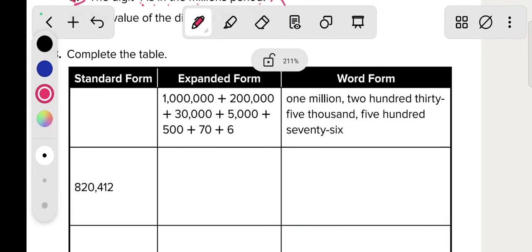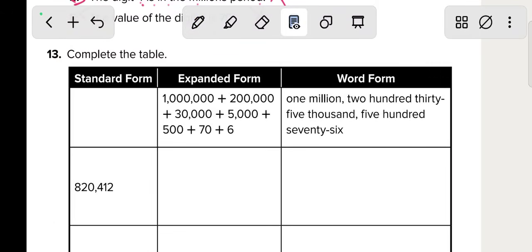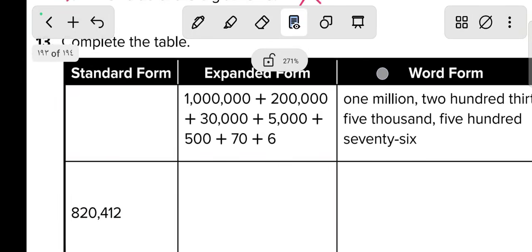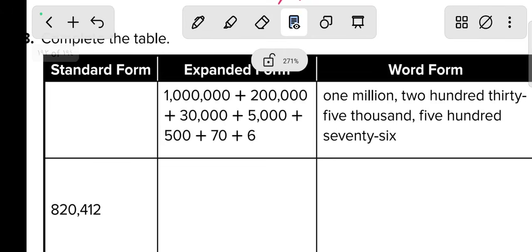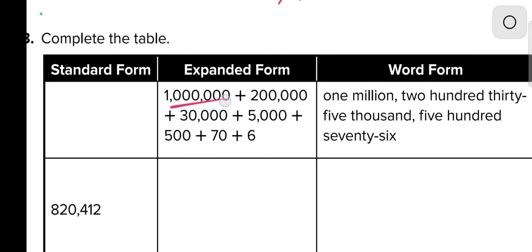Okay. Here this is expanded form and word form. We need to collect them together to be standard form. So easy for you. It's 1,200,000. Okay, we can write it from here.